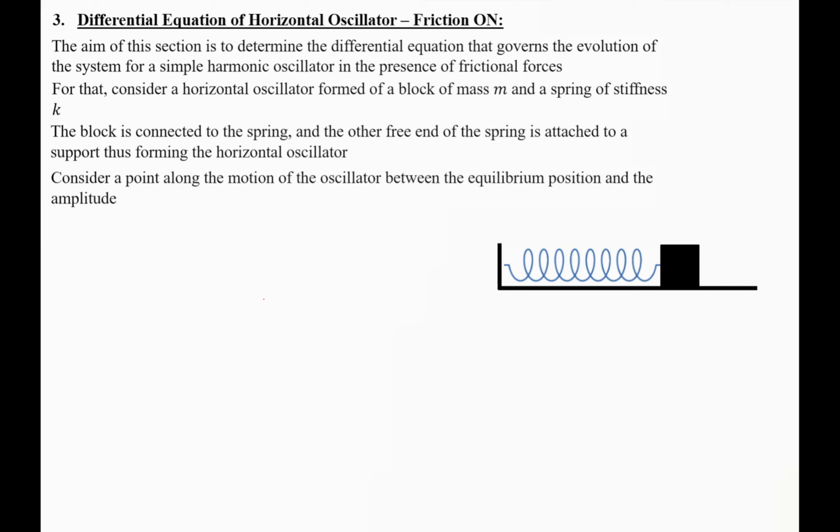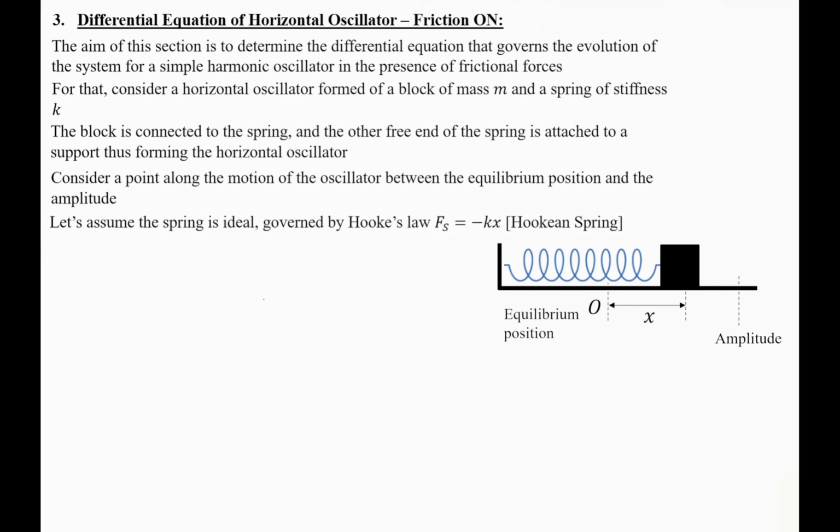Consider a point along the motion of the oscillator between the equilibrium position and the amplitude. And let's assume that the spring is ideal, which means it's governed by Hooke's law: a Hookean spring, or an ideal spring, or even a linear spring. Now, the force of the spring always points toward the equilibrium. There exists friction between the surface and the block as it oscillates.